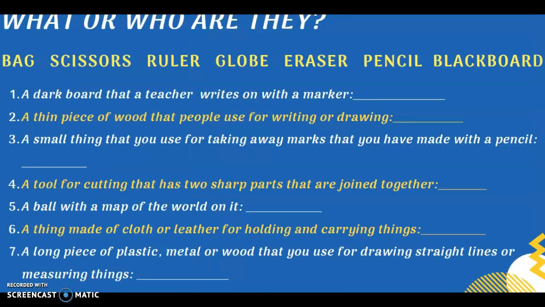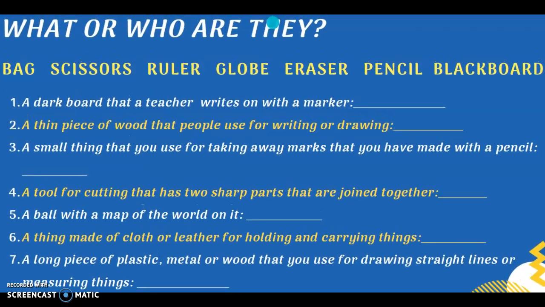After doing this, we have to complete these descriptions. So what or who are they? Here we have 7 descriptions and 7 tools. We have bag, scissors, ruler, globe, eraser, pencil, and blackboard. So what is the idea? In number 1, we have a description. The 7 sentences are descriptions.